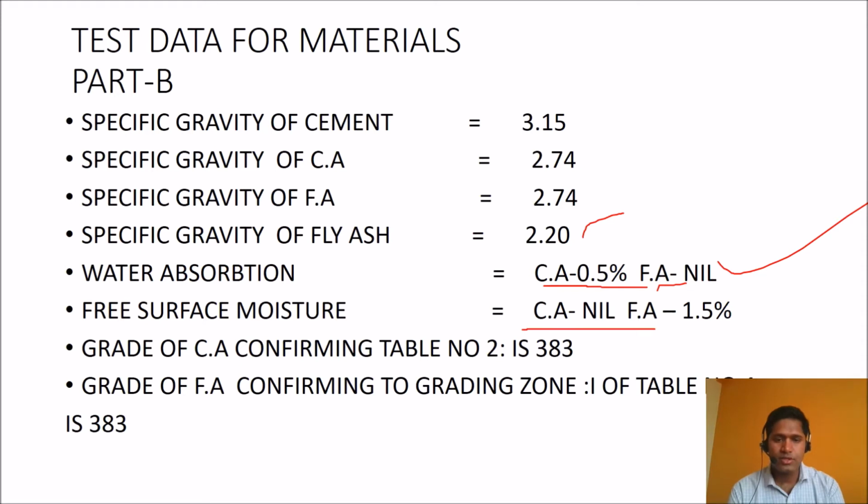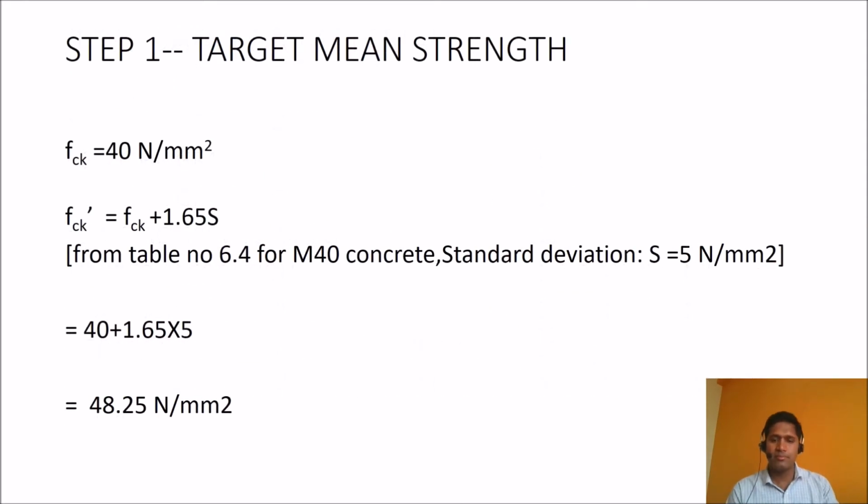Grade of coarse aggregate conforming to table number 2 of IS 383. This IS 383 was recently revised in 2016, introducing crushed rock fines. Earlier it was not there, but now they have introduced that. Grade of fine aggregate conforming to grading zone 1, table number 4 of IS 383. So let us see the step by step procedure to design the concrete mix.